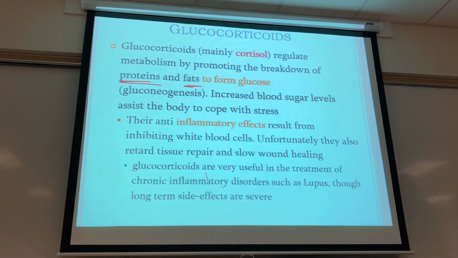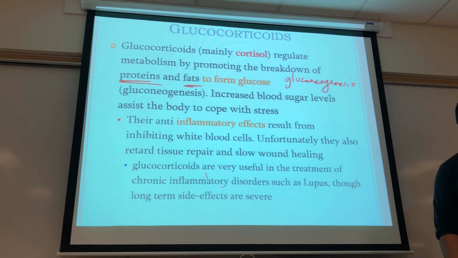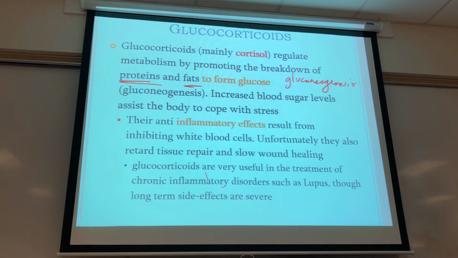So the term for this, of forming glucose from proteins and fats, is another form of gluconeogenesis. The other way we saw that was the conversion of lactate into glucose. This is another form of being able to form glucose. Because as you know, glucose is our metabolic substrate for going into glycolysis and producing ATP through the Krebs cycle and electron transport chain. So raising sugar levels is extremely important in this cortisol hormone.